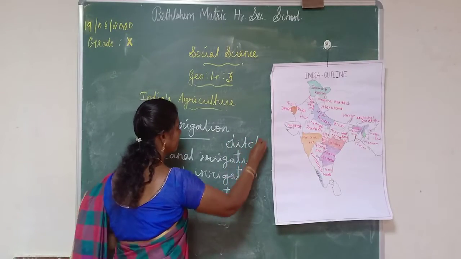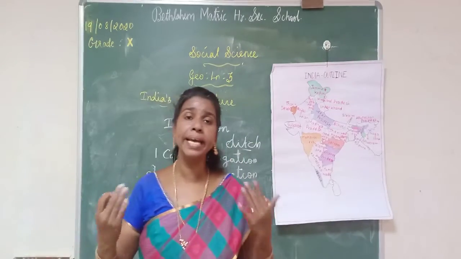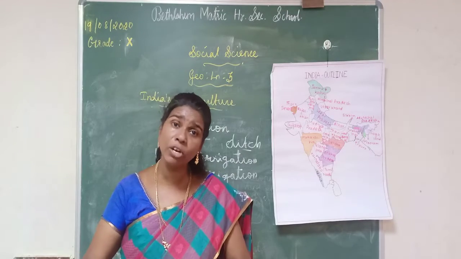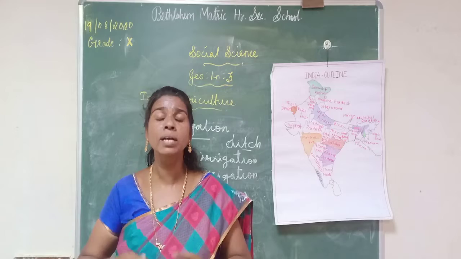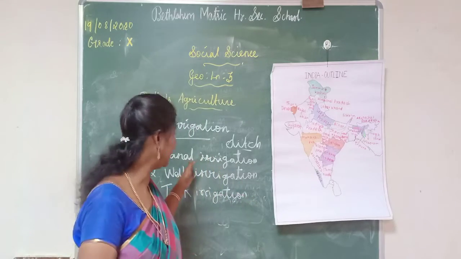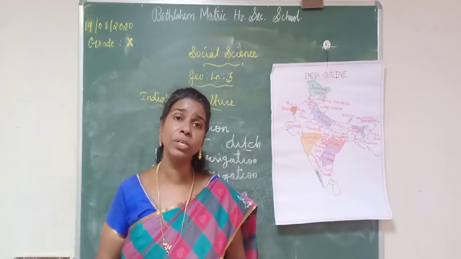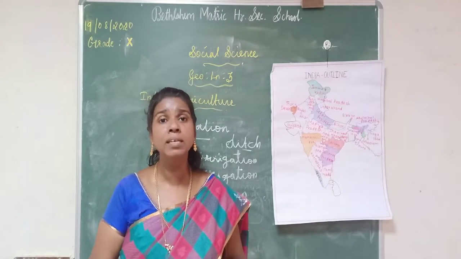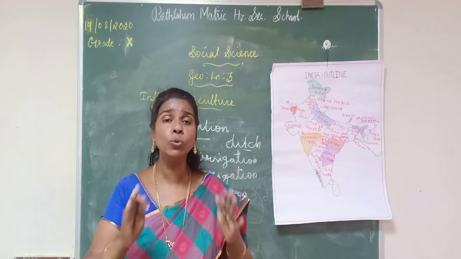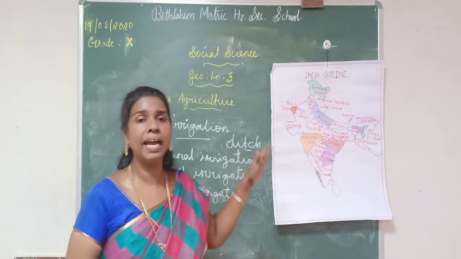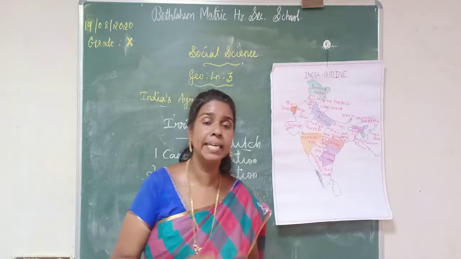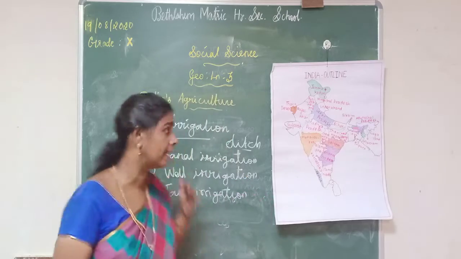Ditch means a long narrow hole in the ground. It has been dug in the underground. This canal irrigation is one of the most important sources of irrigation in India. 24% of areas use this canal irrigation. And also this canal irrigation is classified into two types, inundation canal and perennial canal.